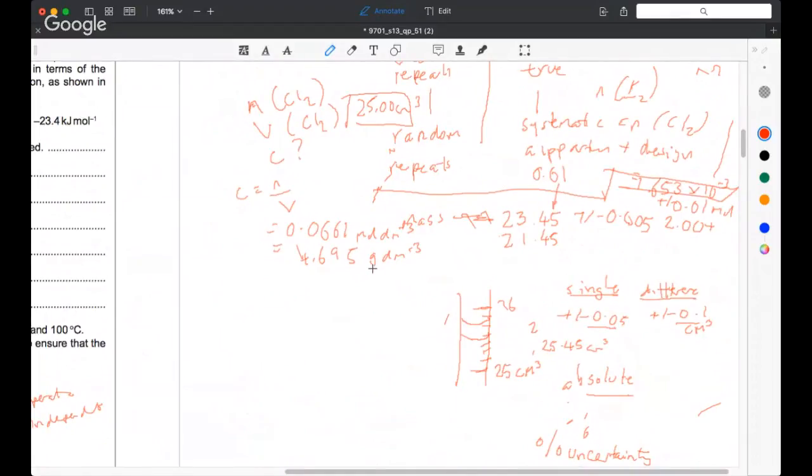And as a sanity check, they said earlier on that the concentration of chlorine is about 5 grams per decimeter cubed. We've worked it all out. It works out about 5 grams per decimeter cubed. So there's a sanity check at the end there as well.